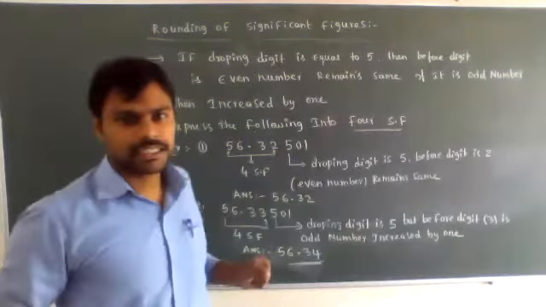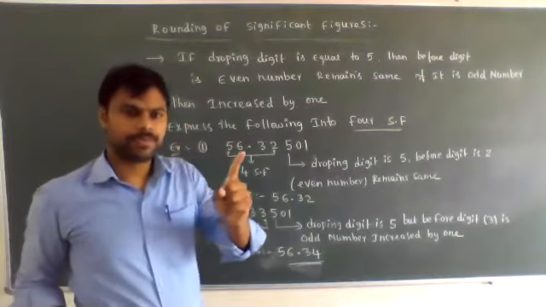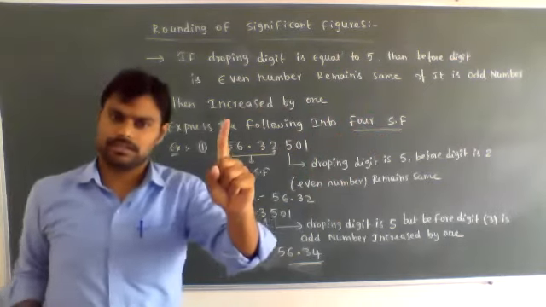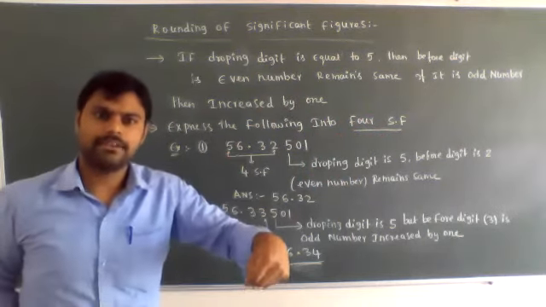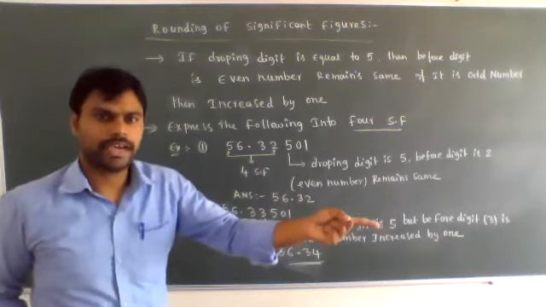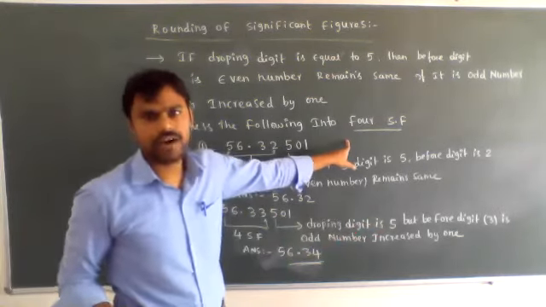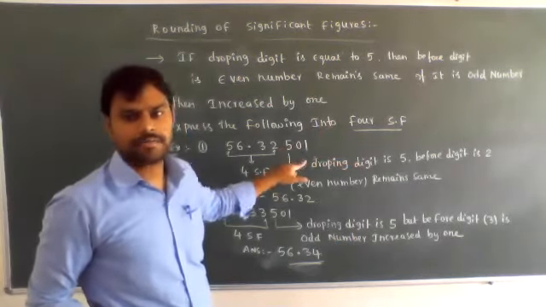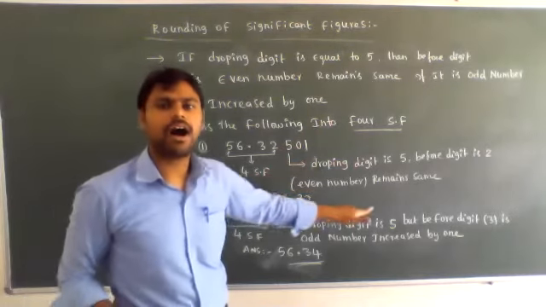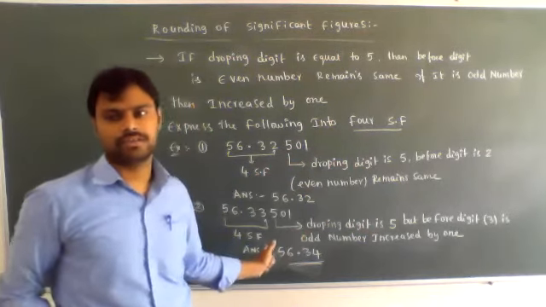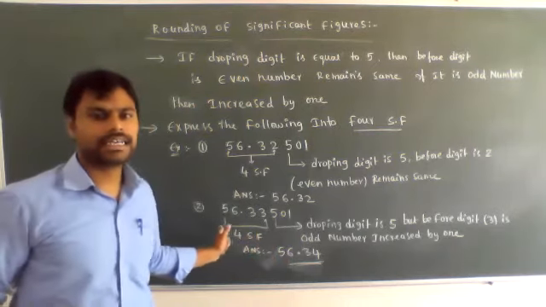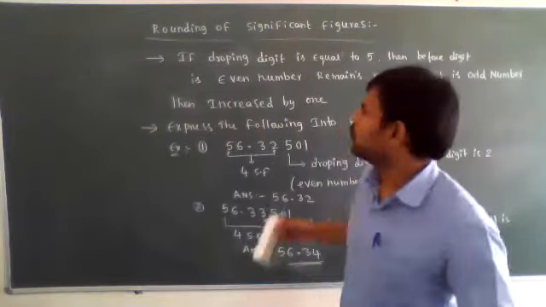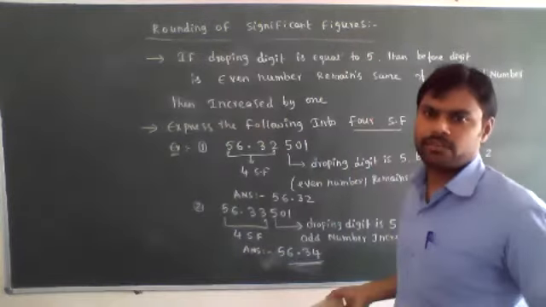See, these are the important points related to rounding of significant figures. We have discussed 4 points. If the dropping digit is more than 5, the before digit is increased by 1. If the dropping digit is less than 5, the before digit stays the same. If the dropping digit is 5, then if the before digit is an even number it remains the same, and if the before digit is an odd number it is increased by 1. So these 4 points we need to remember, and according to them we round off significant figures.